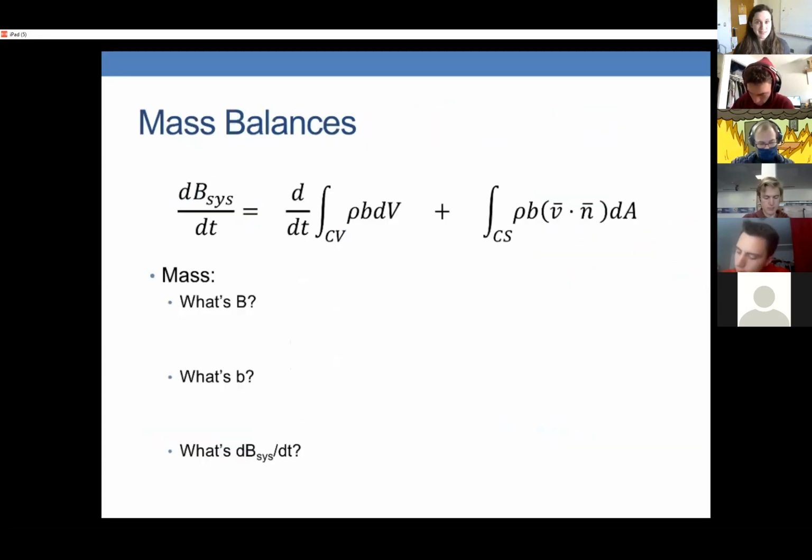We're going to simplify this down for mass balances. So the thing that we're doing a balance on is mass. So what is capital B?